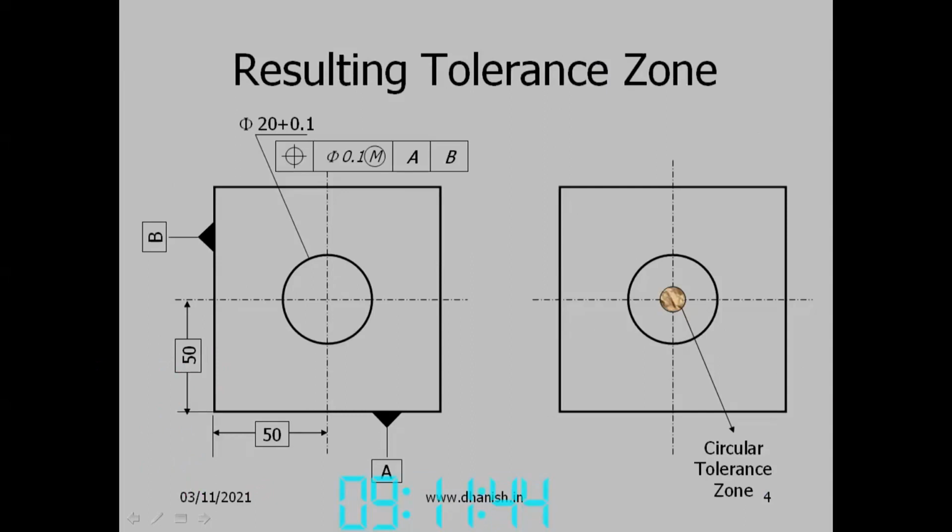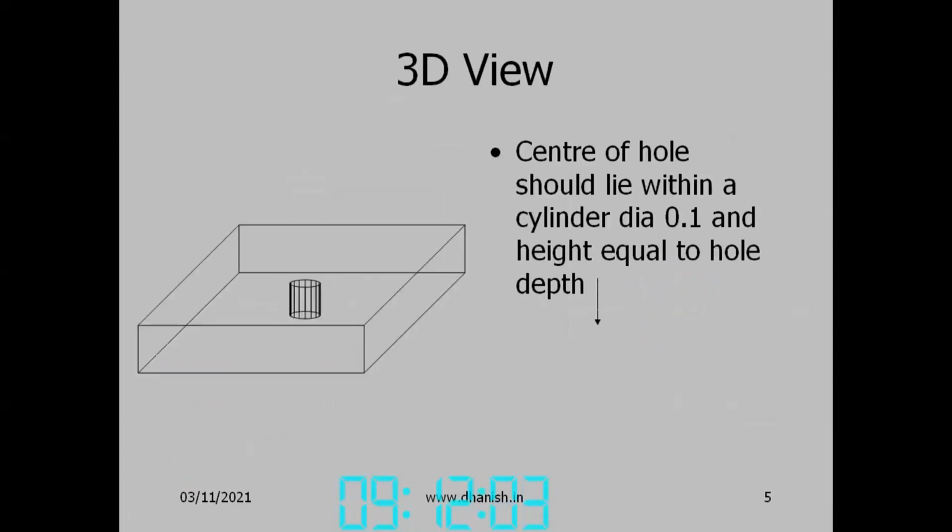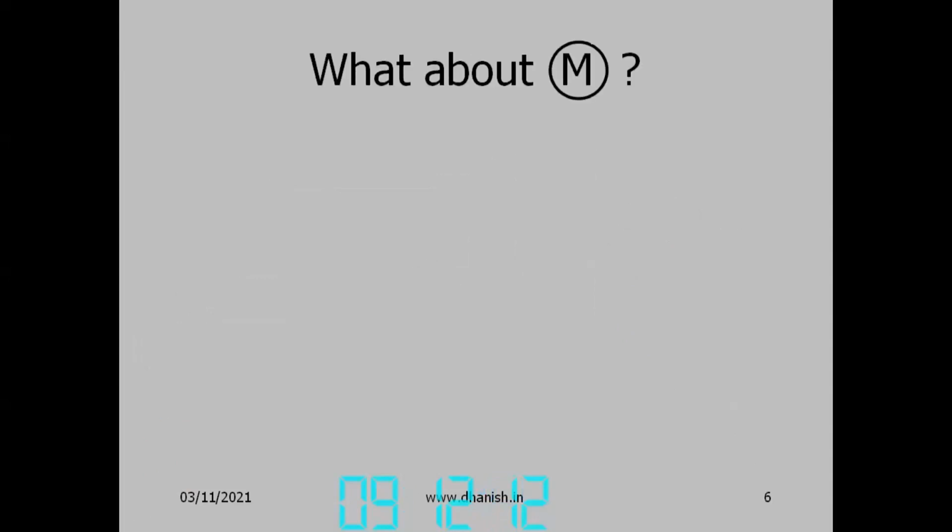So the center of the hole can vary from this position to the extreme position. So they are the two extreme positions. Okay, so that is basically the true position tolerance. So the center of the hole should lie within a cylinder of diameter 0.1 and height equal to the hole depth. Okay, so we didn't mention what that M is.